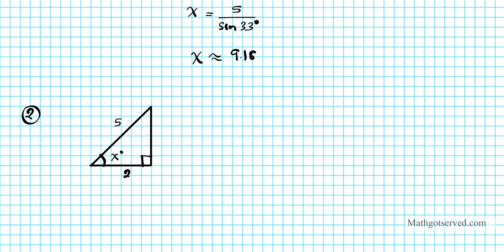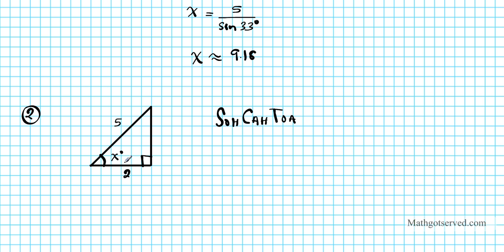Okay. So how do we find x? Since it involves sides of a triangle and an angle, we need to use right triangle trig. So SOHCAHTOA, one of these choices will apply to this problem. Okay. Is it sine, cosine, or tangent? That's the question.